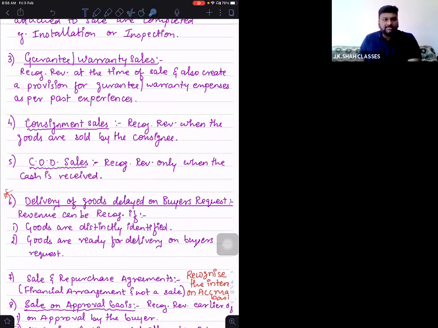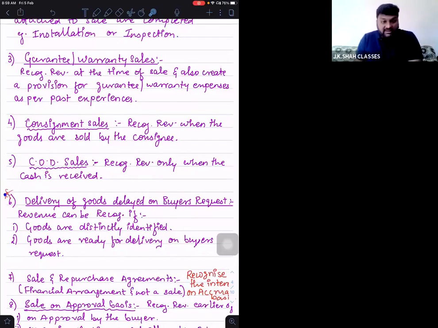Sir, consignment point I did not give. I already explained the consignment point. Sanjana madam, I already completed consignment. I told that the consignment sale will be recorded when the goods are sold by the consignee. It should not be recorded when the goods are sent on consignment basis. You have already learned this in CA Foundation, right? So when the consignee sells the goods, after that you please record the revenue.